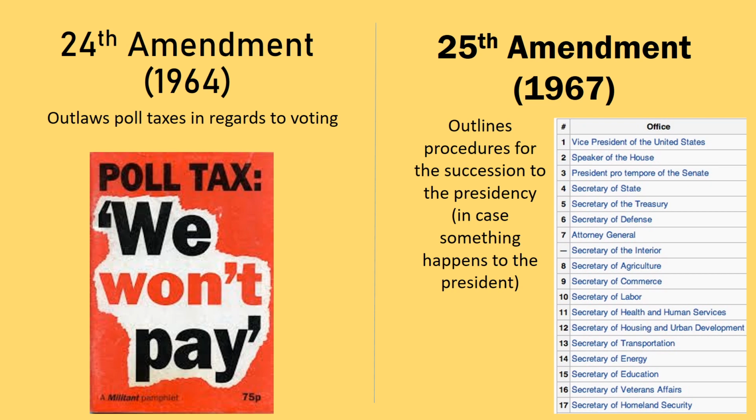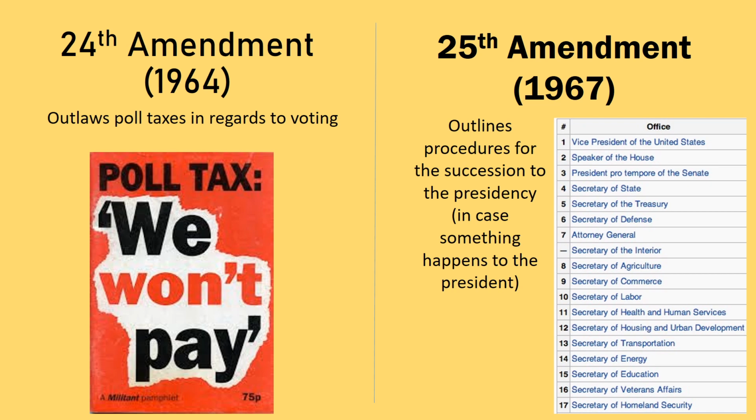The 24th Amendment, passed in 1964, outlawed poll taxes as far as voting went. For a long time, many states had used poll taxes as a requirement to vote. So voting wasn't necessarily free, at least for everybody. And this outlaws poll taxes. So you don't have to pay to vote.